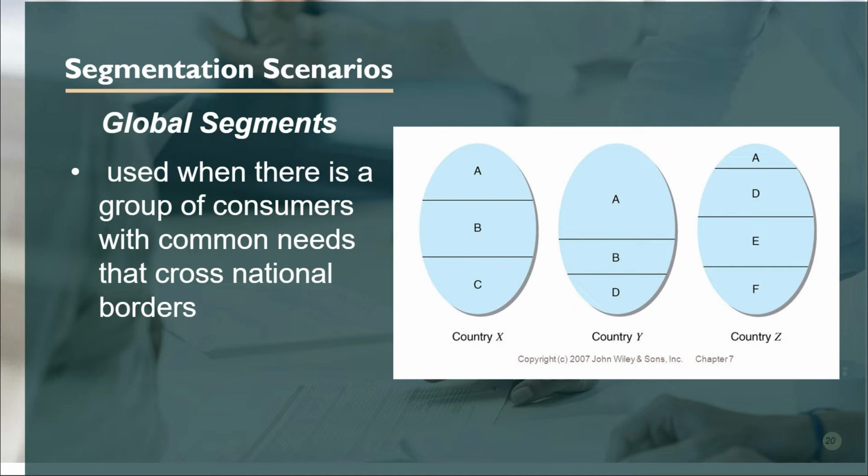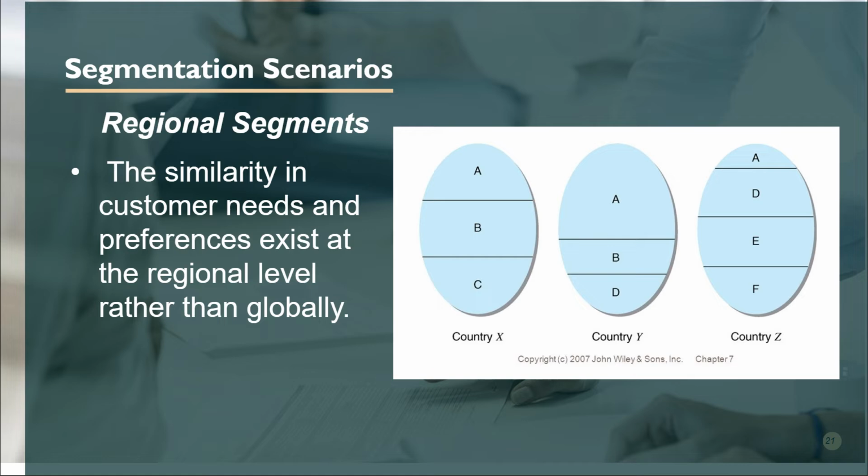With this picture, it's shown here that the 3 countries X, Y, Z have the same segments, which are A and B, and country Z has A. So in this scenario, the 3 countries have similarities. Now the second scenario is regional segments.